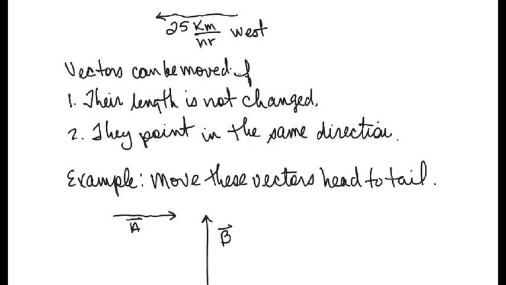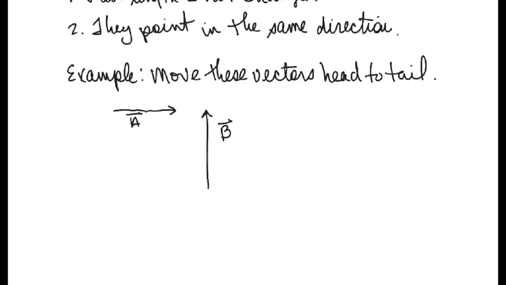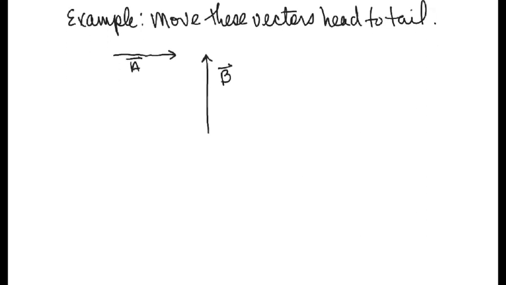Vectors can be moved if their length is not changed, because then you would be changing the magnitude. They point in the same direction after moving. And here's an example. Move these vectors head to tail. And here you see B is moved down to here, same direction, same length, and here's A, same direction and same length.